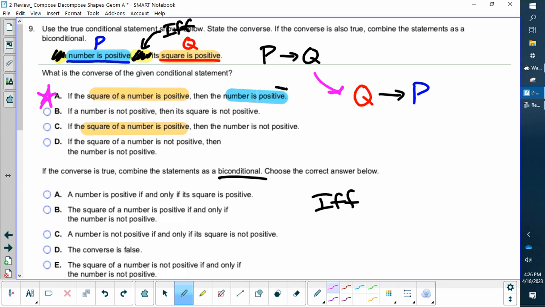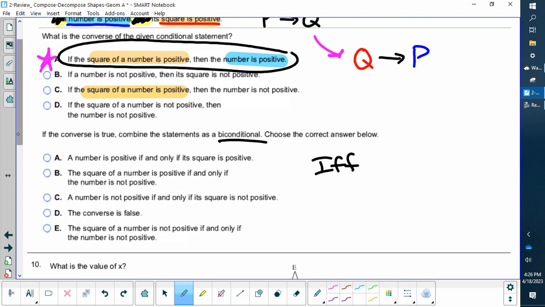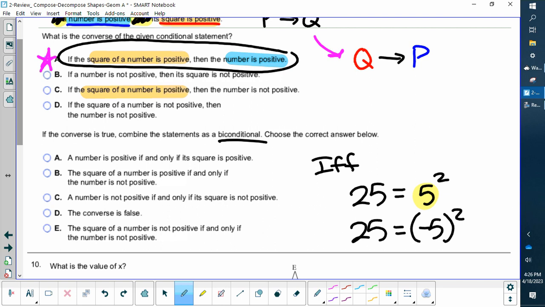I'm testing the validity of this statement. If the square of a number is positive, then the number has to be positive. So let's think of that. Here's the square of a number. Does it mean the number I squared right here has to be positive? That is not true, because hopefully you know you can also square negative numbers, and this would also work. So the converse is false here. No conditional statement.